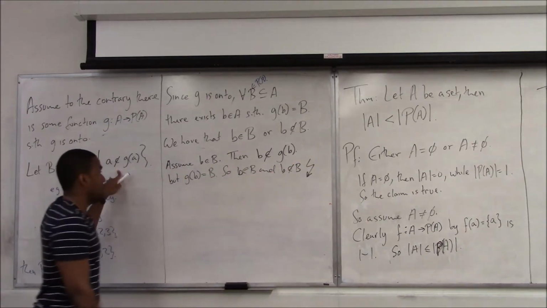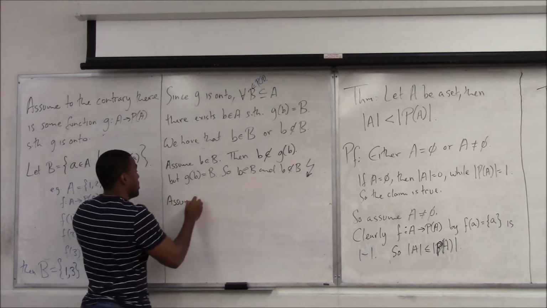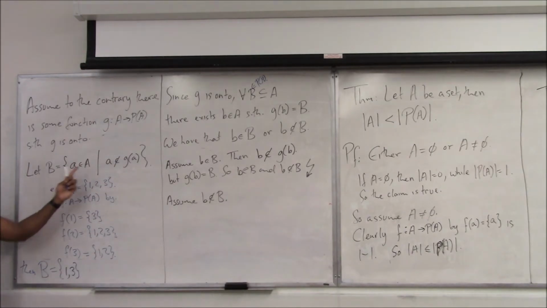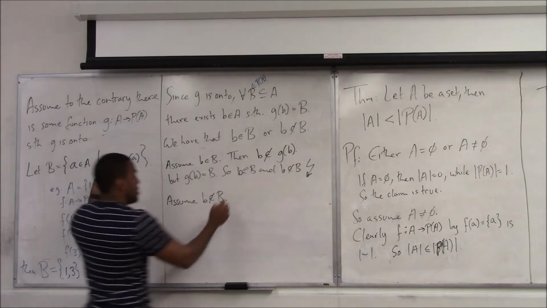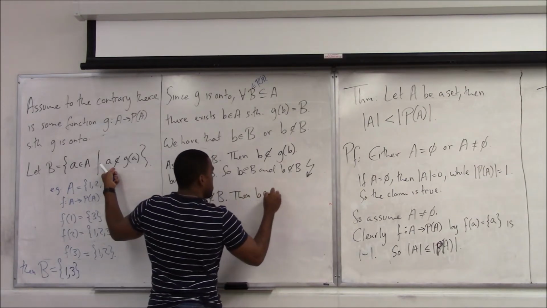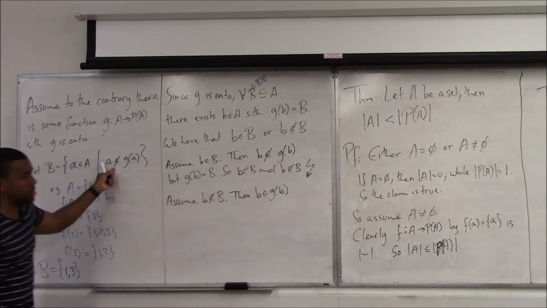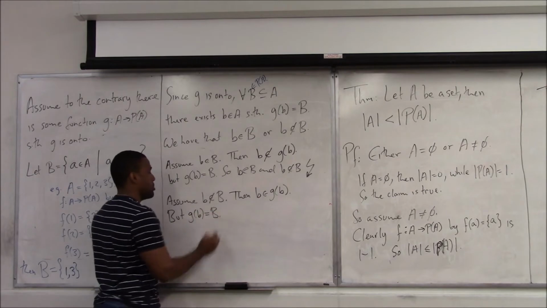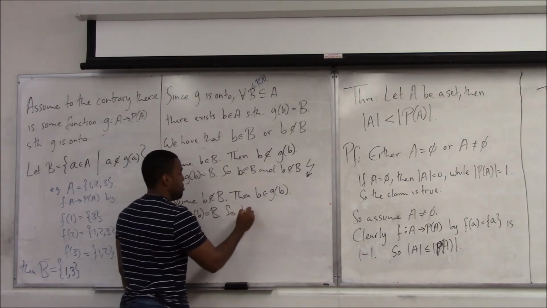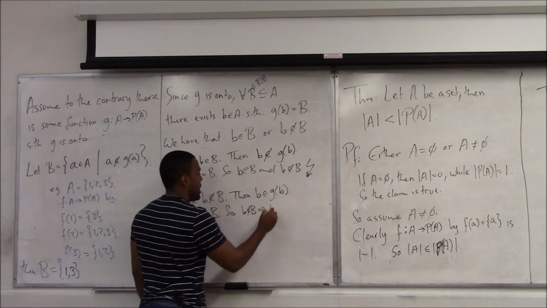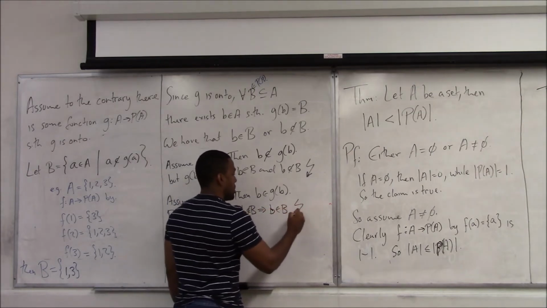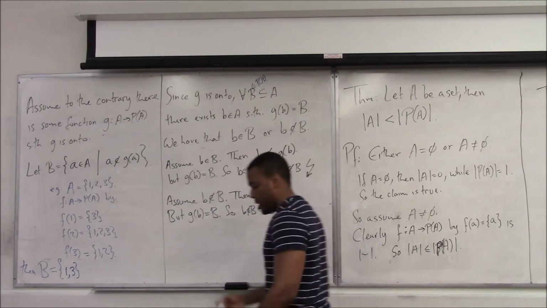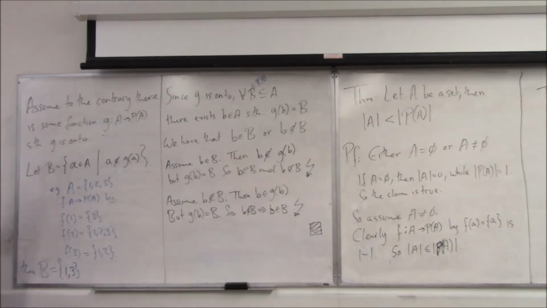contradiction. If we assume B is not in B, right? Meaning it's not a member of the set, means this condition is not fulfilled. Then that means B is a member of its image under this set. But again, G of B is B by assumption. So we get that B is not in B would imply that B is in B. And that's another contradiction. G cannot be onto because it would give us a contradiction.